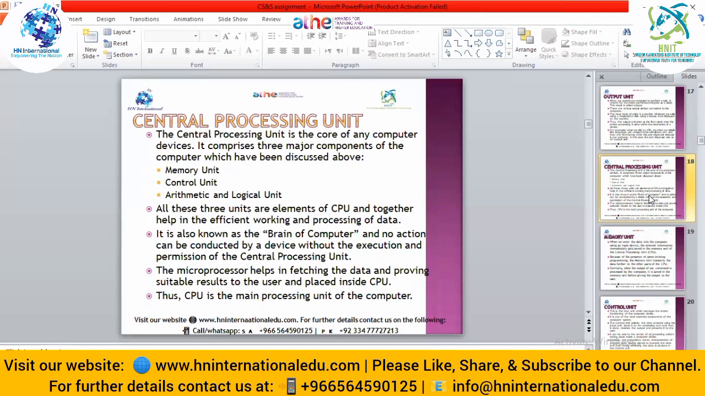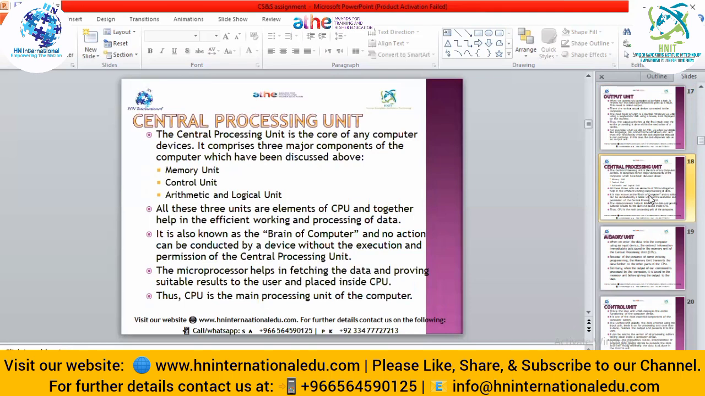Central processing unit, also known as the CPU, is the brain of the computer. All the calculation is done inside the CPU. There are three parts of the CPU: memory unit, control unit, and ALU. So all these three parts are doing their own work.